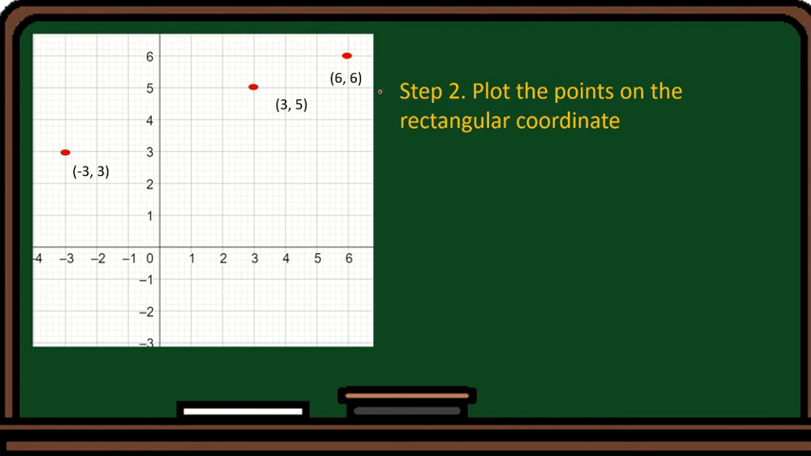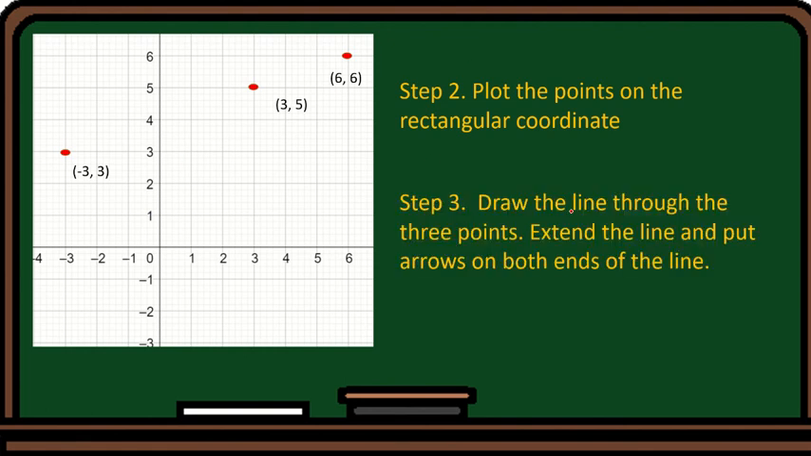Both are positive. After plotting the 3 points, you have to draw the line through the 3 points, extending the line and putting arrows on both sides of the line, indicating that your equation, or rather your line, is continuous.